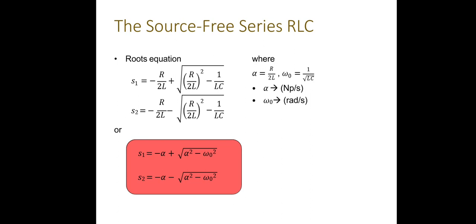So the roots you got here are simplified using alpha and omega naught: minus alpha plus root over alpha square minus omega naught square, and similarly minus alpha minus root over alpha square minus omega naught square. This is about the source free series RLC circuit.